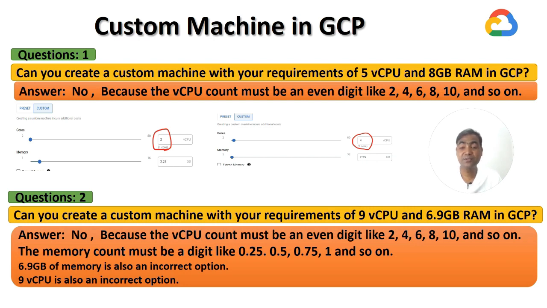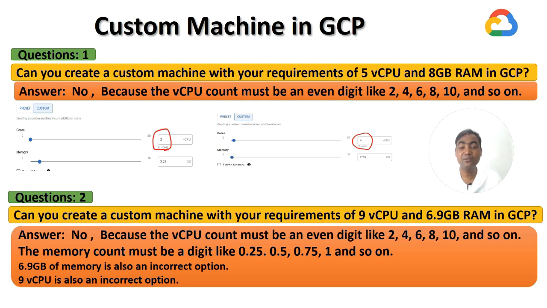Can you create a custom machine with your requirement of 9 vCPU and 6.9 GB of RAM in GCP? Answer is no, because the vCPU count must be an even number as you know, and the memory count must be a multiple like 0.25, then add 0.25 to get 0.5, then 0.75, then 1, 1.25, 1.50, 1.75, 2 and so on.